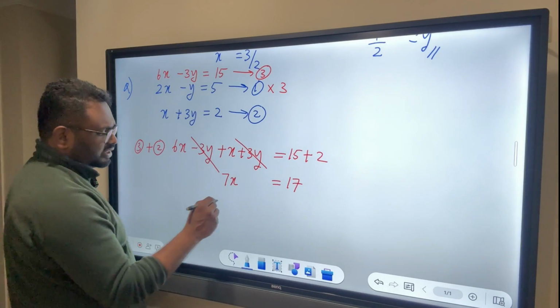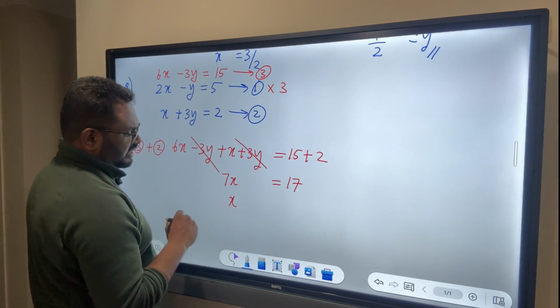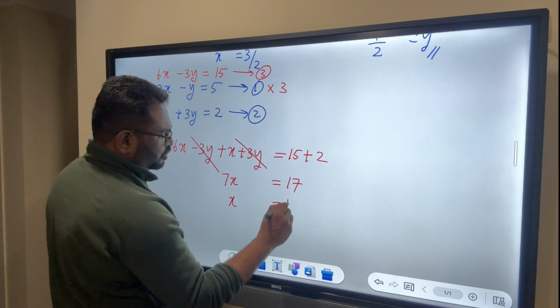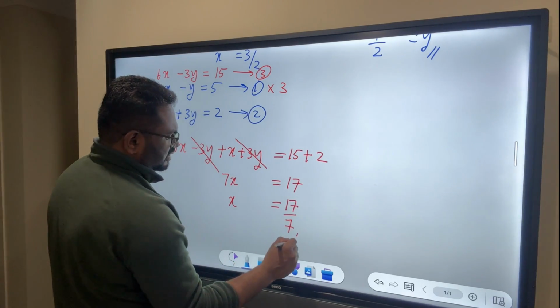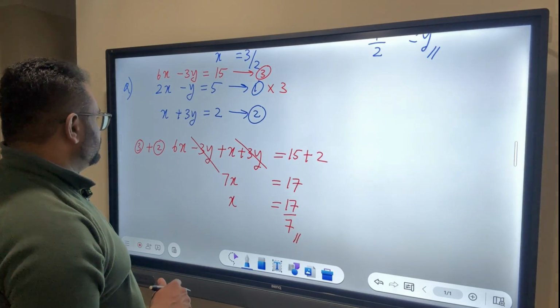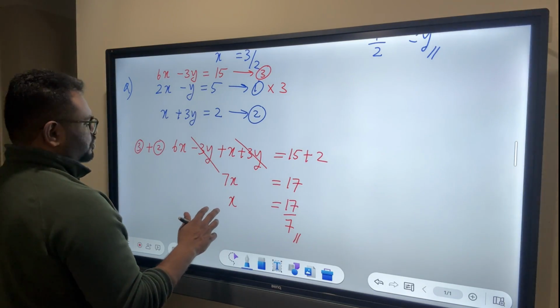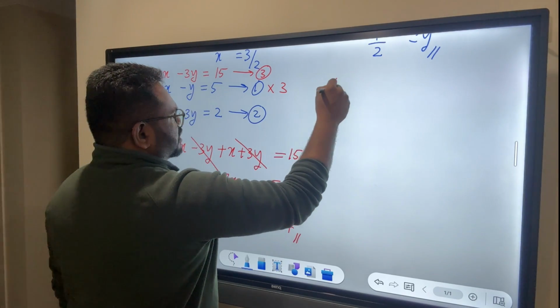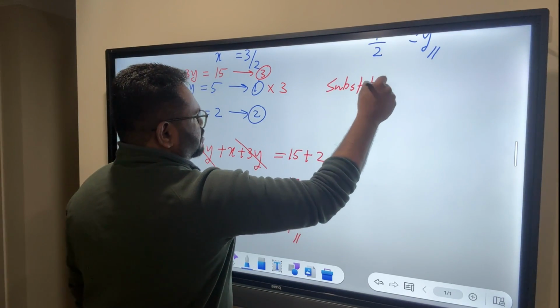So this is how we construct. And then you can find x by dividing both sides by 7. So it's going to be 17 divided by 7. That is how we find x in this particular question. Now if you need to find y, again you are going to substitute. So the technique is substitution.